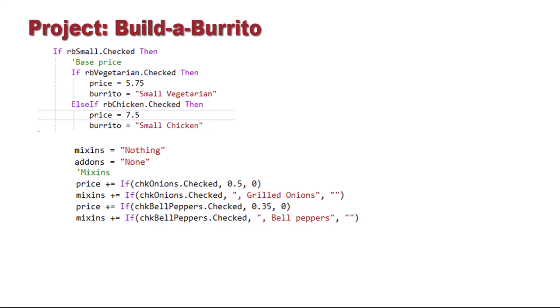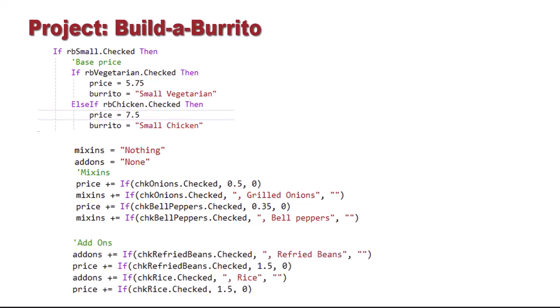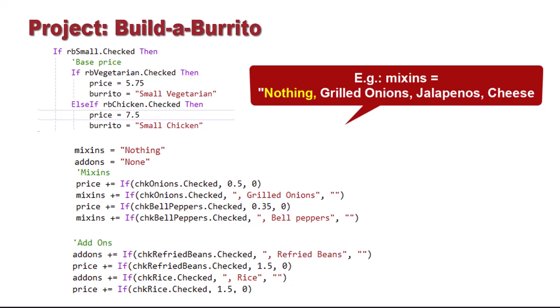Then you can use sequential if structures, or here I use sequential ternary structures to modify the price and the mix-ins based on what is checked. And do the same thing for the add-ons. Then I would look at what the add-ons and the mix-ins are, and if they include anything more than nothing or none, you want to strip out the nothing and the none and the comma space after those using substring.